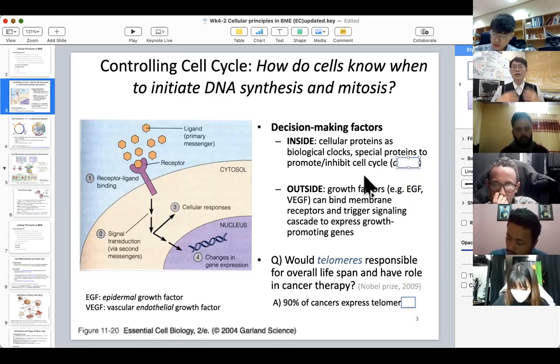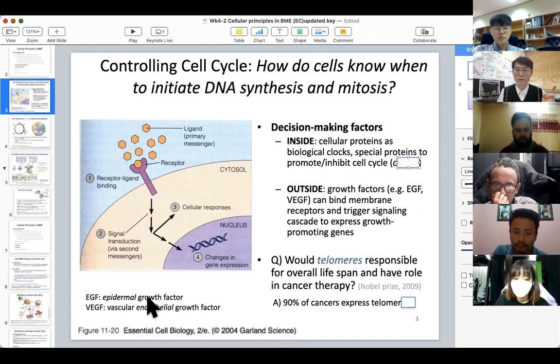Okay, so what about the outside? The cells, as I said, through the membrane proteins, always communicate with the outside world. Especially there are growth factors. You are learning a lot from cancer, and you hear a lot about EGF and VEGF. EGF is epidermal growth factor, VEGF is vascular endothelial growth factor, so famous for angiogenesis, okay? These can bind membrane receptors. What they do is trigger a signaling cascade to eventually express growth-promoting genes, and then they make the cell keep dividing, okay? Because it's a growth factor.